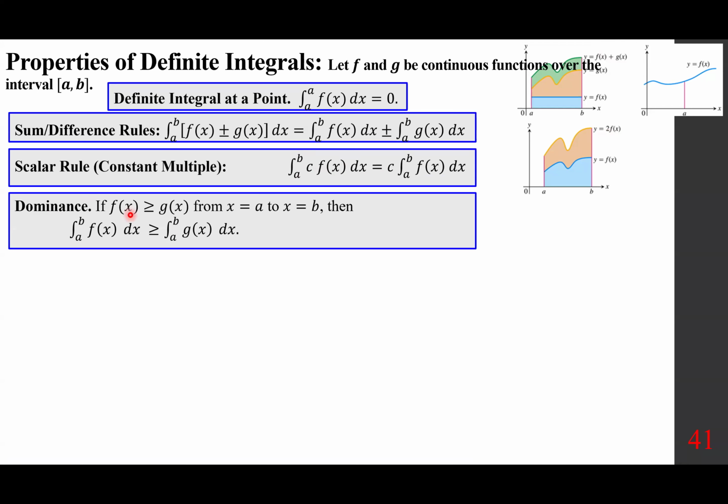Dominance. If f is larger than g from a to b, then the integral of f of x dx from a to b must be larger than or equal to the integral of g of x dx from a to b. So f is above g from a to b, so it covers more area. That's really the bottom line.